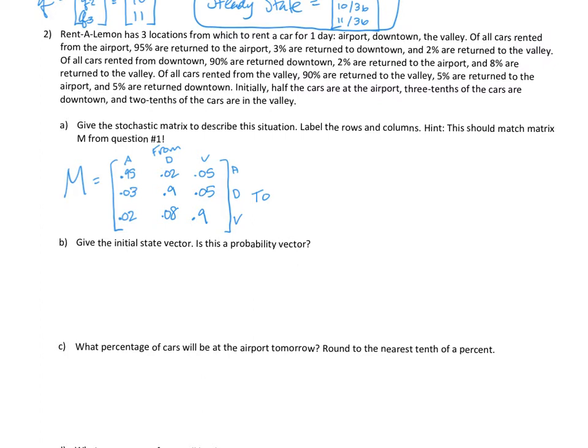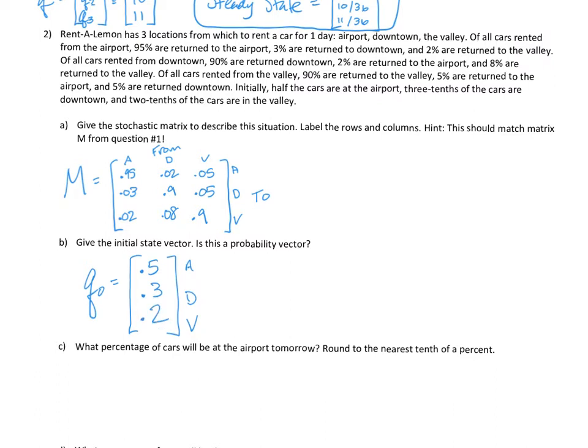Give the initial state vector. Is it a probability vector? So that's the last sentence. My initial state vector, which we often call Q0, is: half the cars are at the airport. So we have to do the same: airport, downtown, valley. So half the cars are at the airport. 3/10 of the cars are downtown. And 2/10 are in the valley.